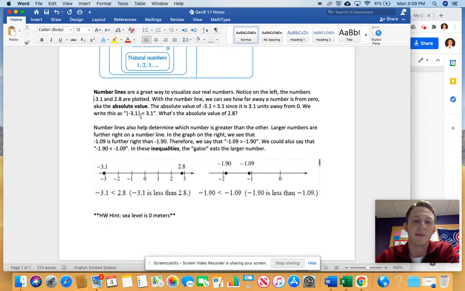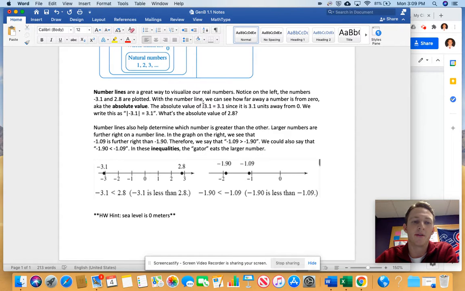So we would say the absolute value, which is represented by these straight brackets right here, the absolute value of -3.1 is 3.1. What about the absolute value of 2.8? How far away is it from 0? Well, that's just 2.8 units away from 0. So if you notice, the absolute value just takes away the negative off of any number. So it makes a negative a positive, and it keeps a positive a positive.